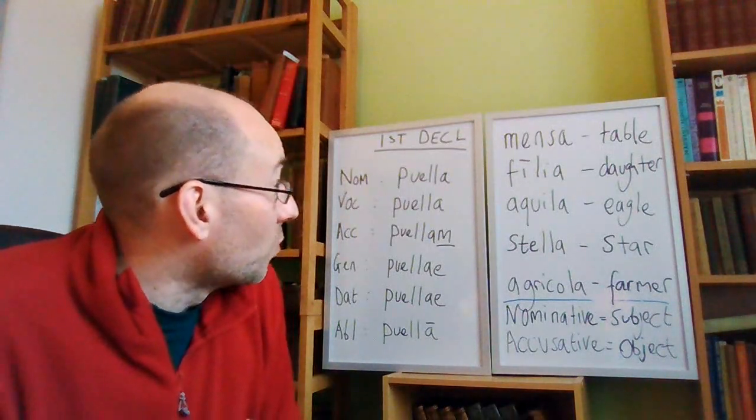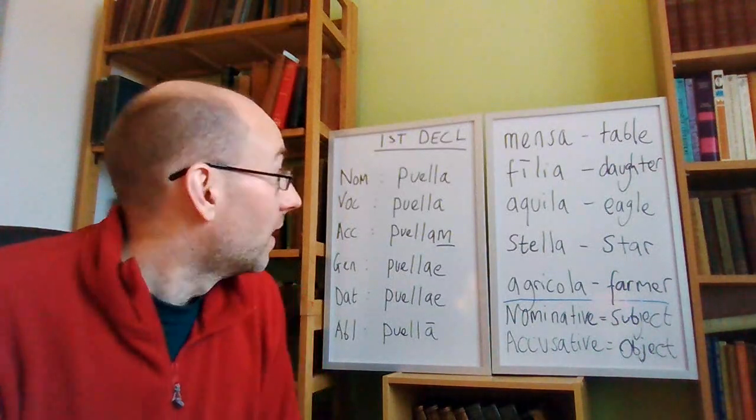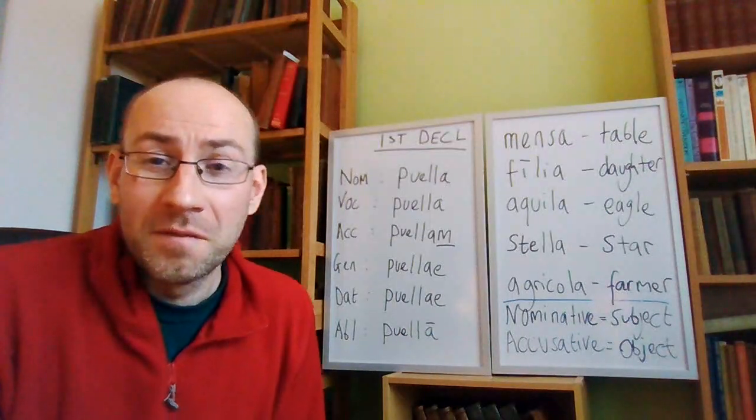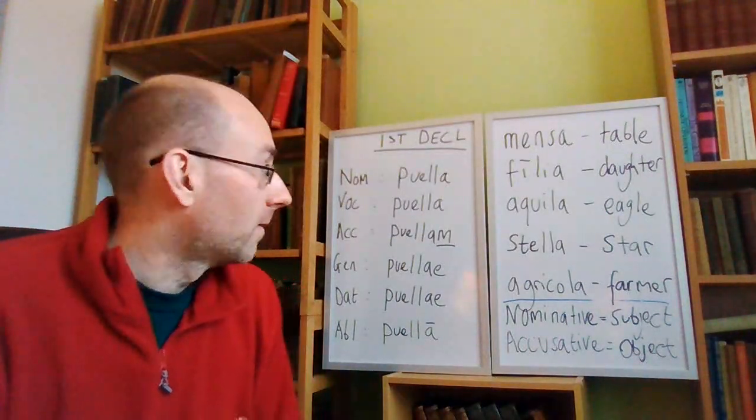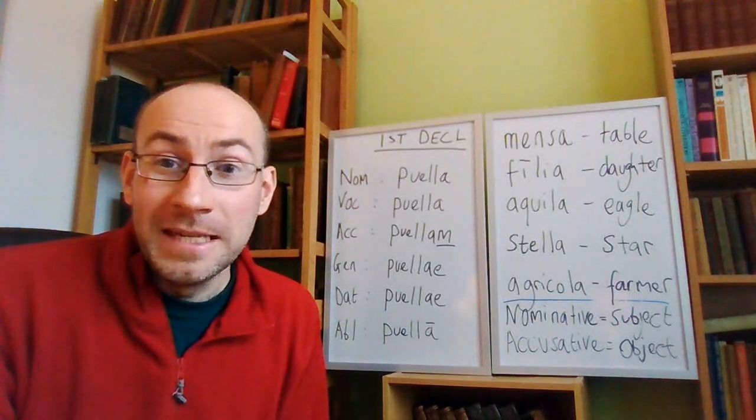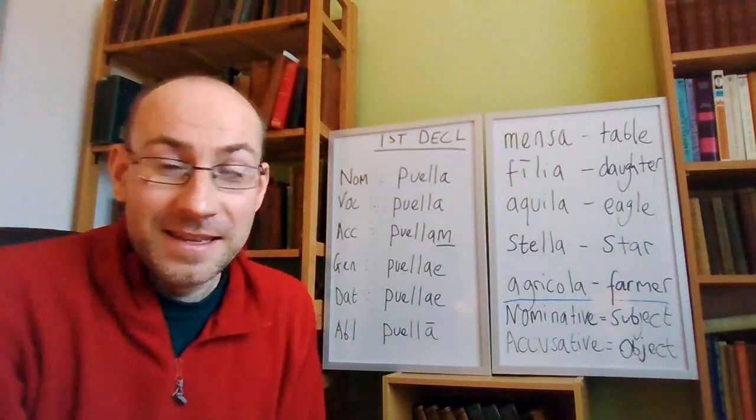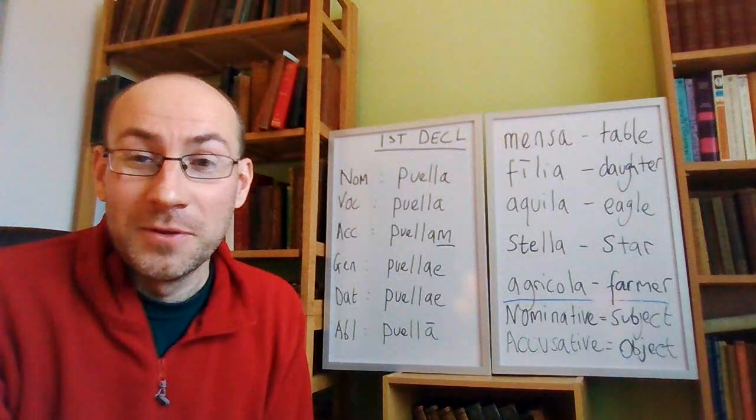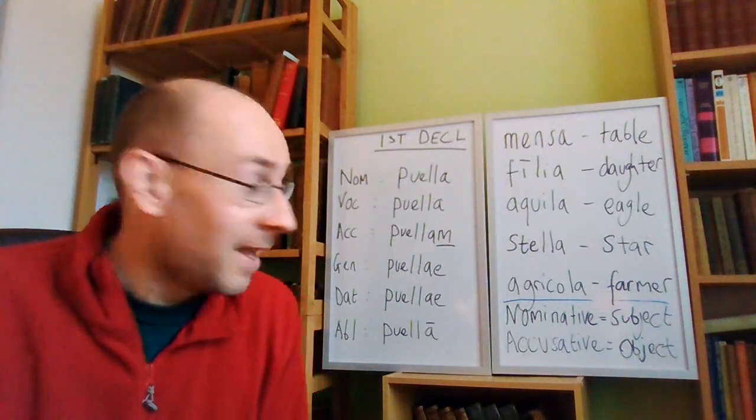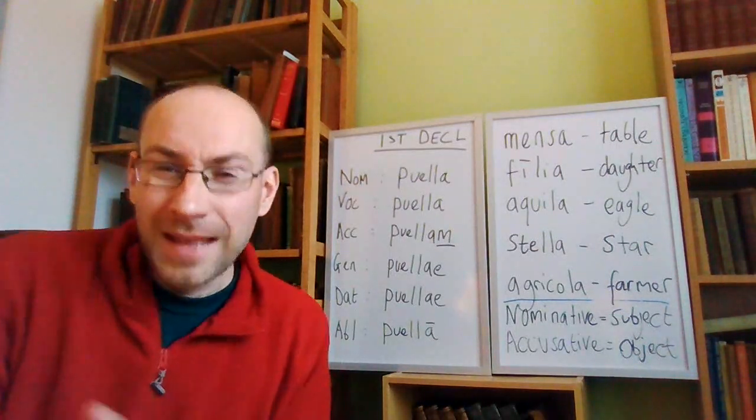On the other whiteboard, we've got mensa. Mensa is a table. Filia. Notice a long i, little line over the top of it. Filia. Daughter. Aquila. The symbol of the Roman legionary forces. When they went to war, they always carried the aquila with them. Stella, a star, stella, and agricola, a bit like agriculture.